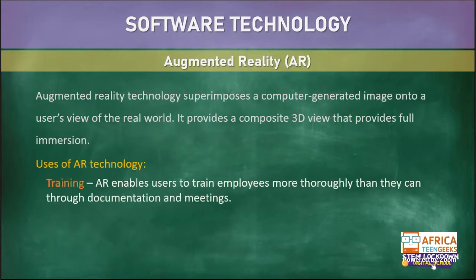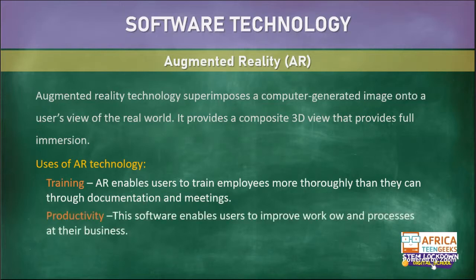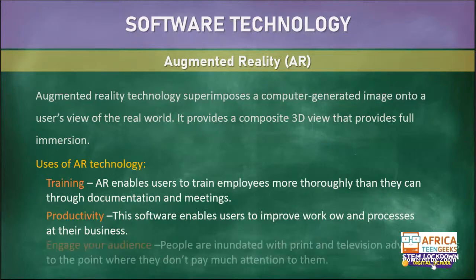Number three, for training purposes, it enables users to train employees more thoroughly than they can through documentation and meetings. Same as virtual reality, this is very, very good for training because the employees or the users who are being trained can get a more in-depth understanding of whatever content they are being taught. Then in productivity, the software also enables users to improve workflow and processes at their business.